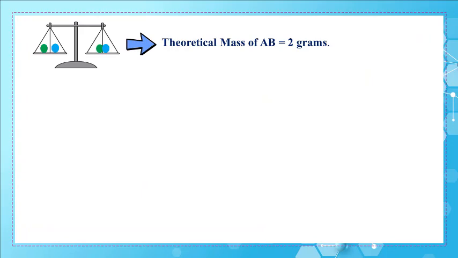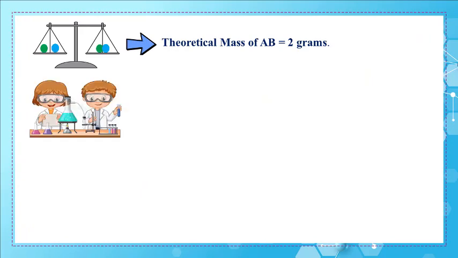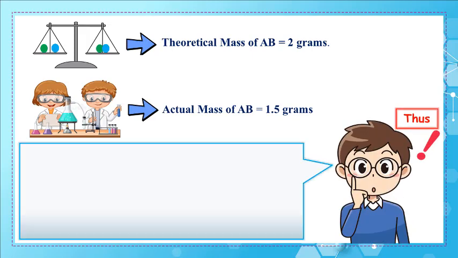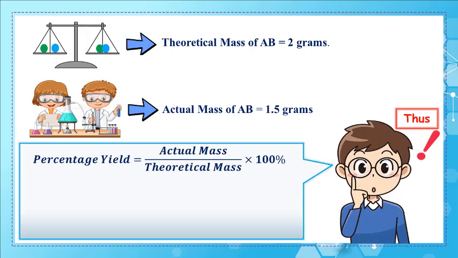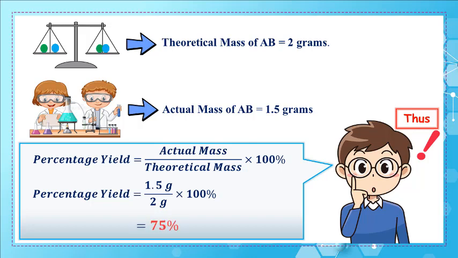If the theoretical mass of AB is 2 grams, and the actual mass of AB is 1.5 grams, thus, we can calculate the percentage yield. It is equal to the actual mass over theoretical mass times 100 equals 1.5 grams over 2 grams times 100%, equal to 75%.